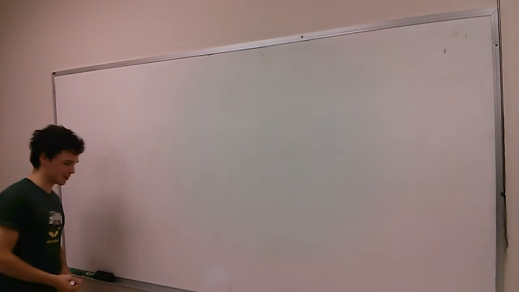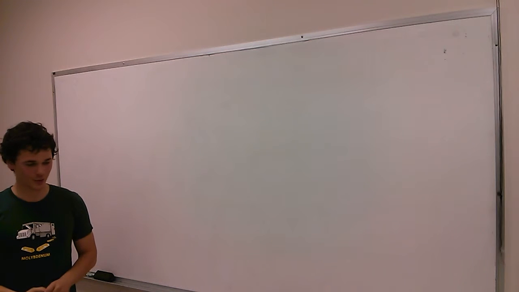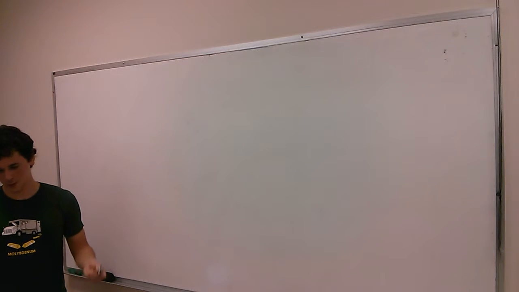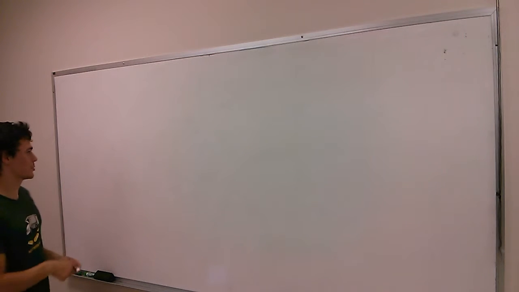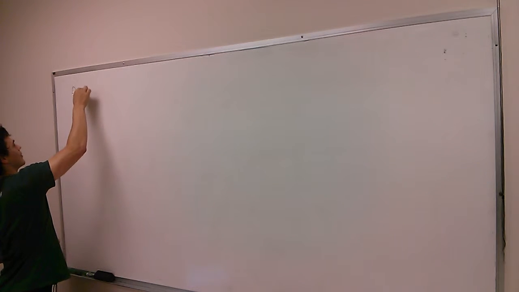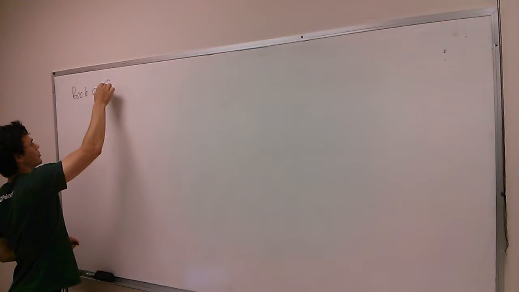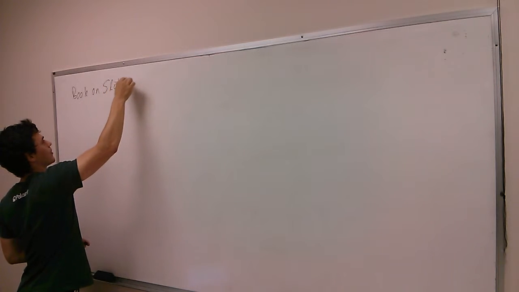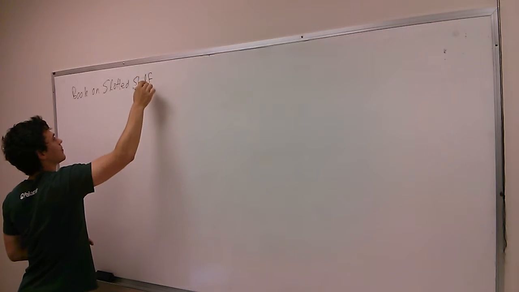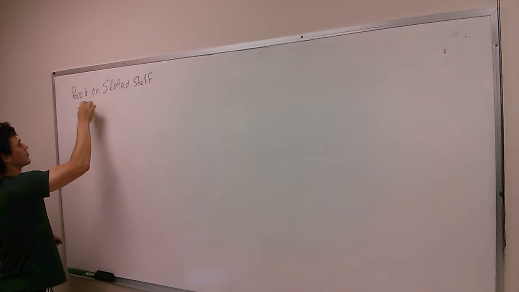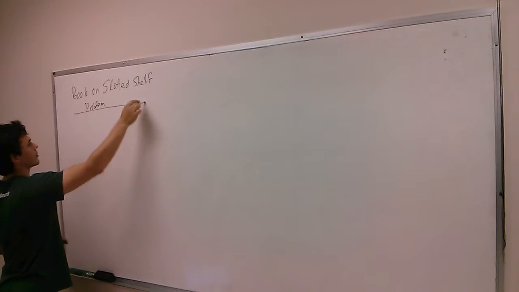So I got this whole rig going, so might as well talk about another problem that I wanted to chat about, which was covered in class earlier, and I had another way of explaining the problem that I thought might be useful. So this is the book on shelf problem. I'll call it that. Book on slotted shelf problem. Okay, so what's the problem?